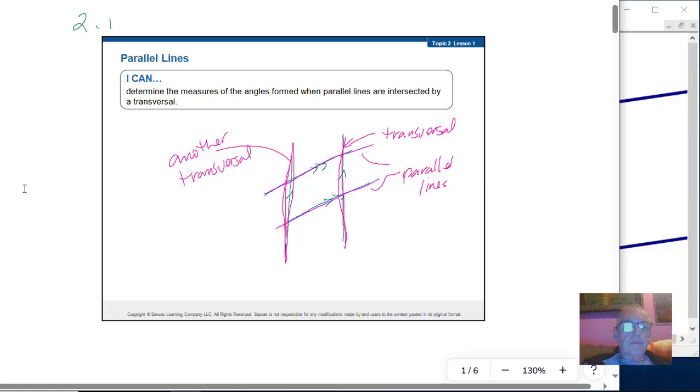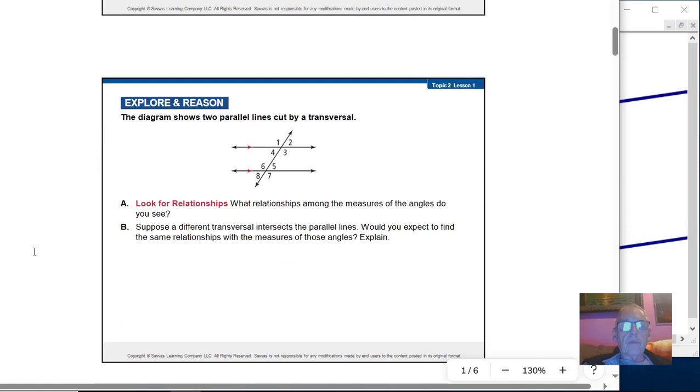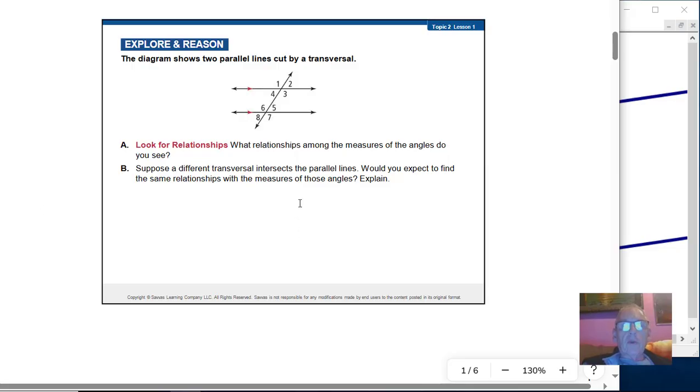Okay, let's move on. So here's our explore reason. This diagram shows 2 parallel lines cut by a transversal. What relationships among the measures of the angles do you see? Well, let's see. 1 and 3 are a pair of vertical angles, so those have to be congruent. And 6 and 7 are another pair of vertical angles that need to be congruent.